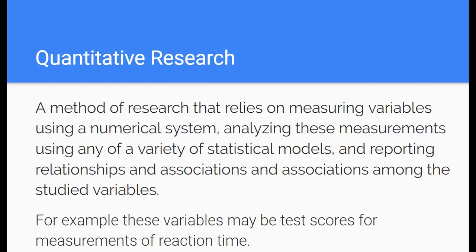So this method of research relies on measuring variables using numerical systems. So we are looking at numbers, analyzing these measurements using a variety of statistical models, and then reporting relationships and associations among the studied variables. So in this case, we want to look at how many people have HIV in Nigeria. We are doing a quantitative research, right?